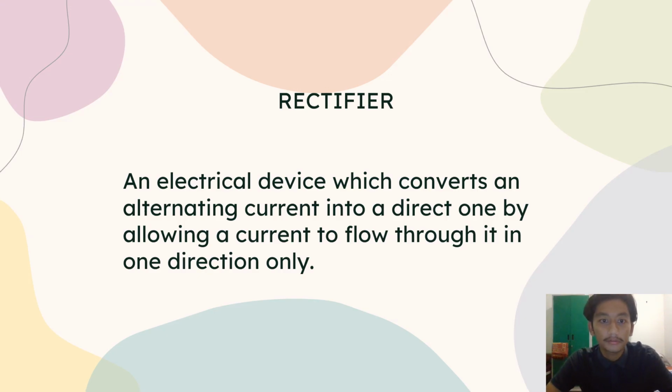Hi, my name is Muhammad Azri bin Juari, matrix number B082110047. So I will talk about the rectifier, an electrical device which converts an alternating current into a direct one by allowing a current to flow through it in one direction only.